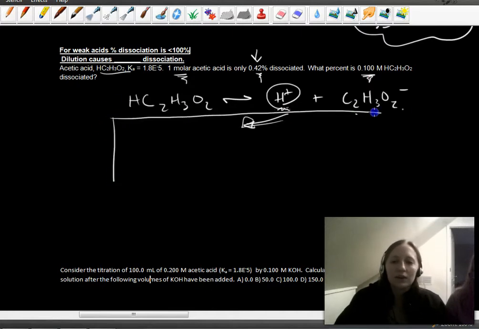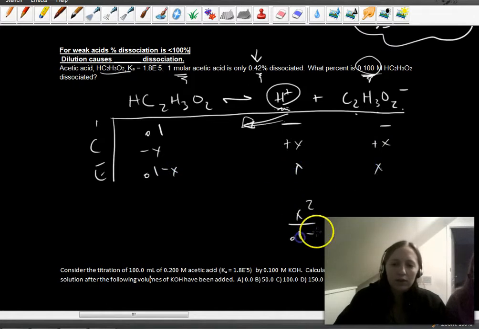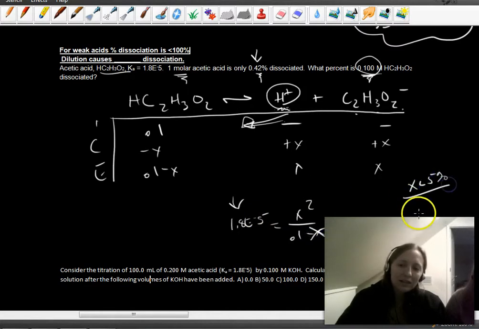Anyway, so here's my ICE chart. Ding, ding, ding, ding, ding. And what do we have? 0.1. So that's 0.1. You don't have any of this. You don't have any of this. Minus x, plus x, plus x. 0.1 minus x, x, and x squared over 0.1 minus x equals, what is it? 1.8 e negative 5. And actually, acetic acid is so common that you end up memorizing its Ka. I'm like, oh yeah, that one. You can discard your x. You have to go back and check for it later. Is x less than 5%?